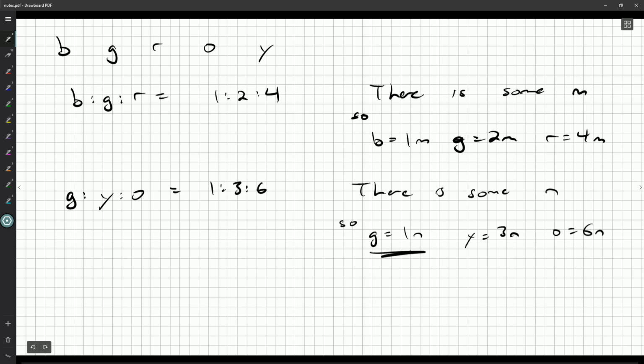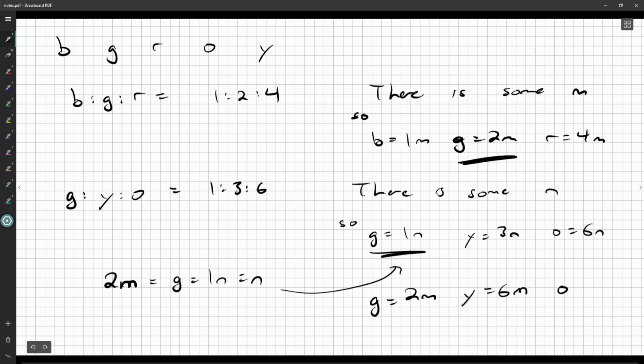Well, you'll notice green is on both of these. So I know that 2m, whatever m is, is the green, but that's also 1n, or just n, if we're talking normally. So n is 2m. I can take that and plug it back in here and say green is 2m. Yellow is 3 times 2m. It's 3n. So yellow is 6m. And then O, orange, is 6 times 2m, so 12m. And now I have, in terms of m, all the different numbers of tickets.